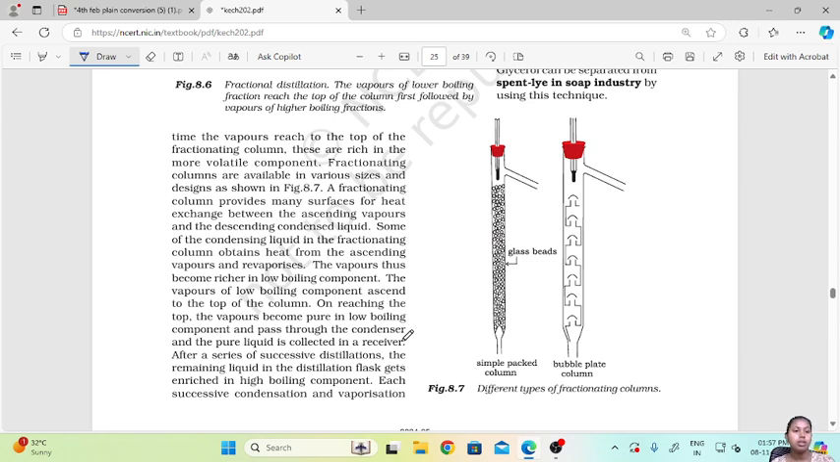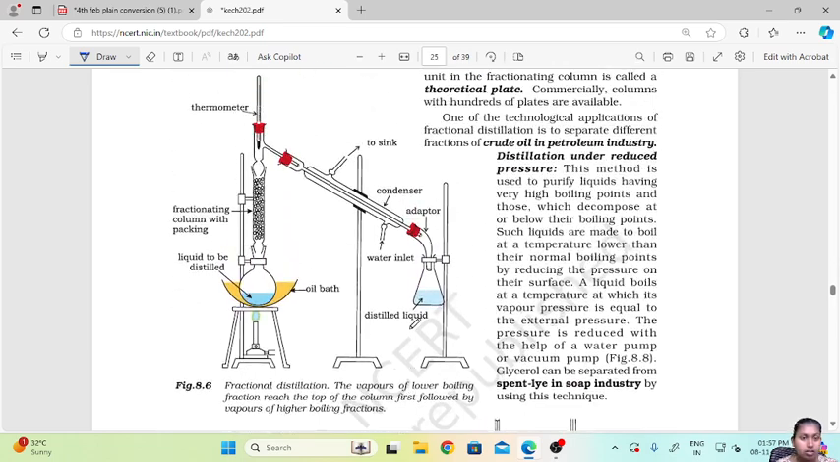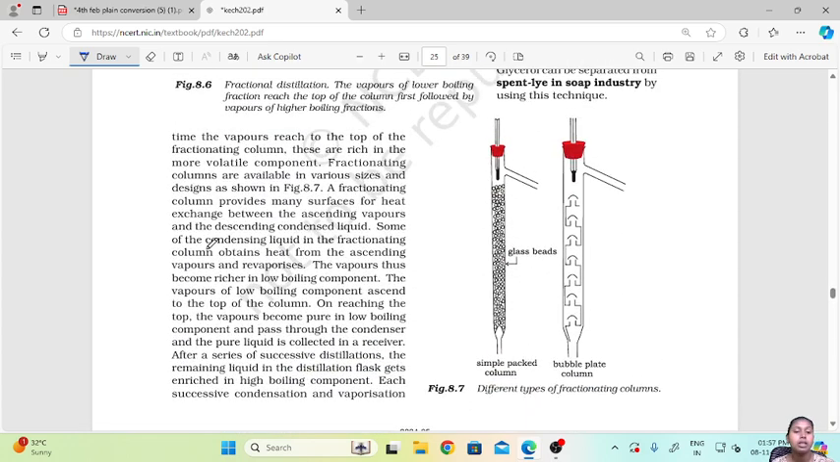Now when you have a fractionating column which provides more surfaces to the vapors which are coming up and the ones which are coming down, whenever you have two liquids, both with similar boiling points, or both falling under a similar range of boiling point, when the one with higher boiling point vaporizes and goes on top, it will condense and come down.